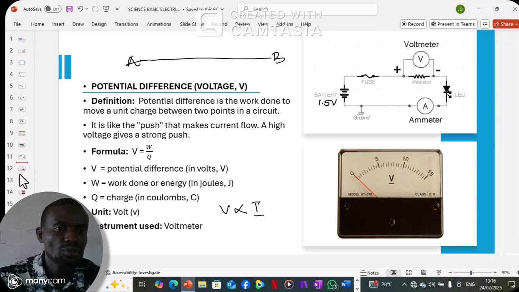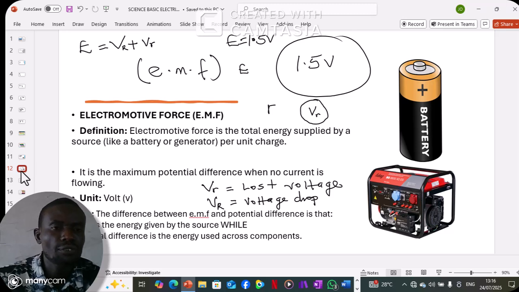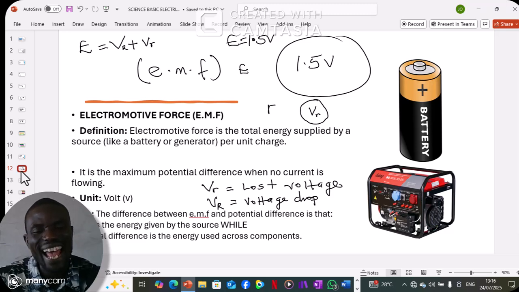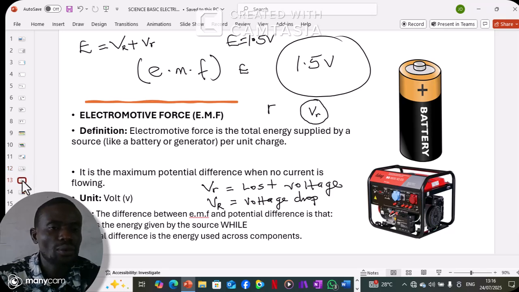And also we have electromotive force, which is the total energy of a battery when it is not connected to an external circuit, when it's not delivering current to any external circuit. That is electromotive force, total energy, when it's not being used.